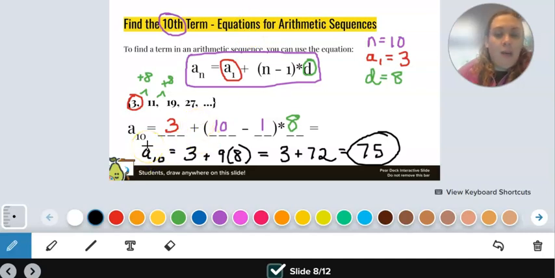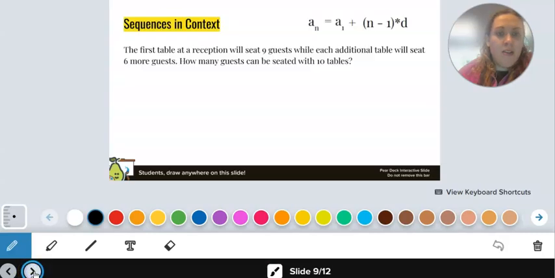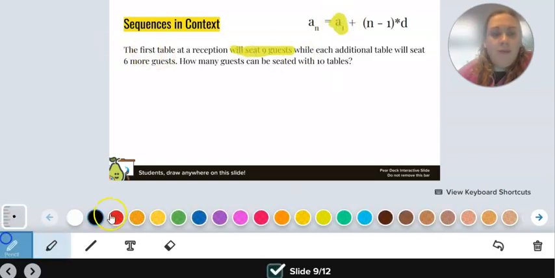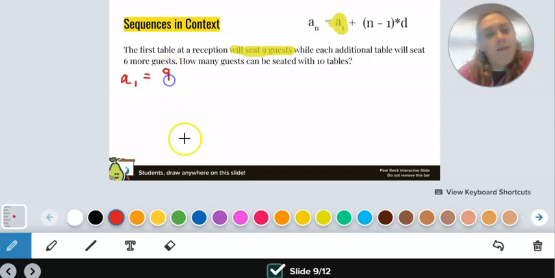Beautiful. When you're all set, push ahead to slide 9. We can think about these sequences in context of a word problem. So this says the first table at a reception will seat 9 guests. That's table 1. So that's going to be our A1. Our first table seats 9.